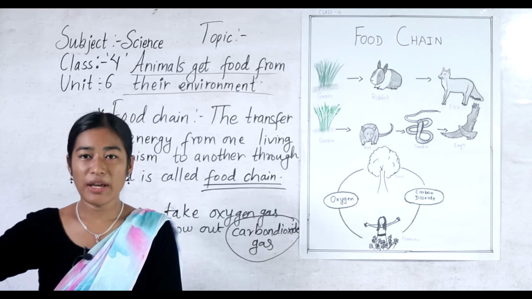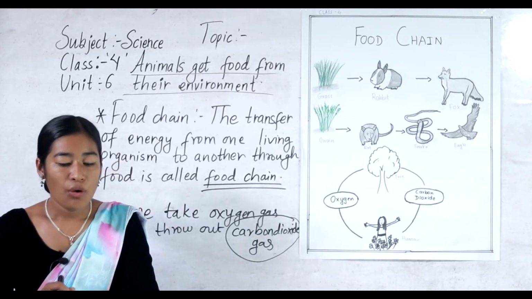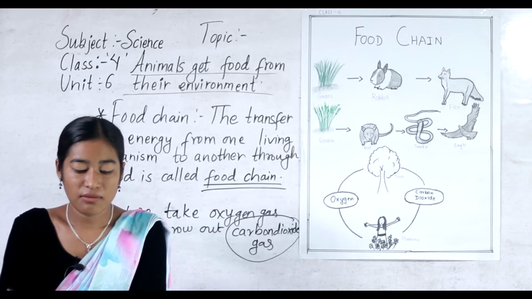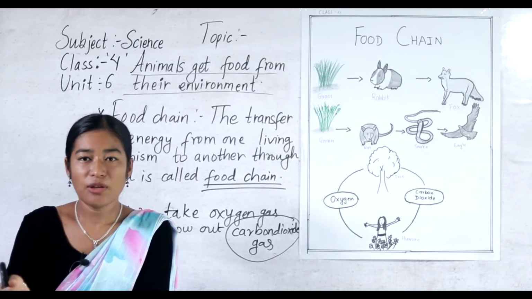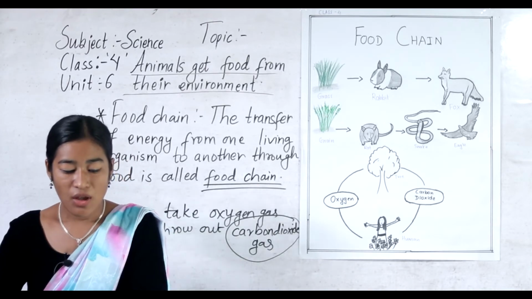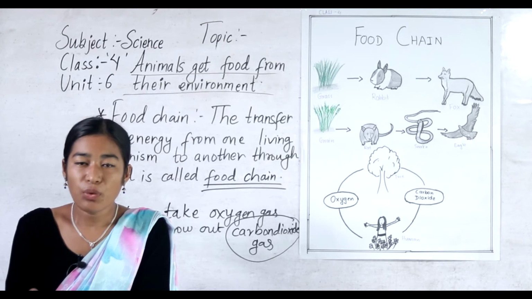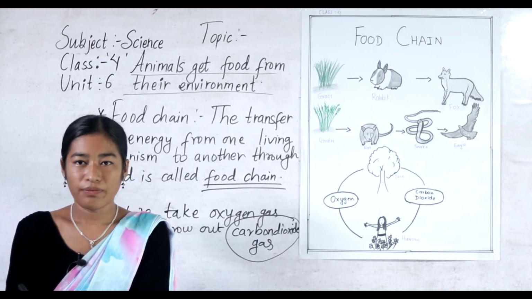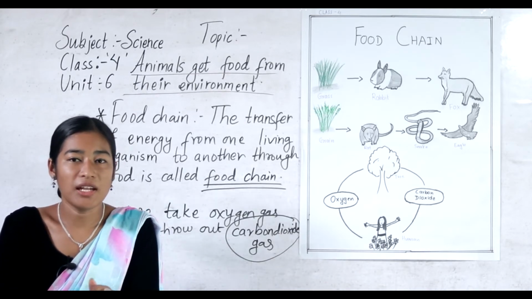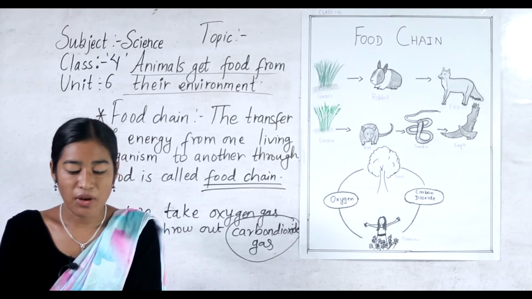Now, on the next page, page number 74, all of you look at page number 74 on the top. When animals die, they get decayed. Decayed means rotten. So, they get decayed and they get mixed into the soil. So, it also forms important nutrients for the plant. So, not only animals are benefited from plants, but plants are also benefited from animals.